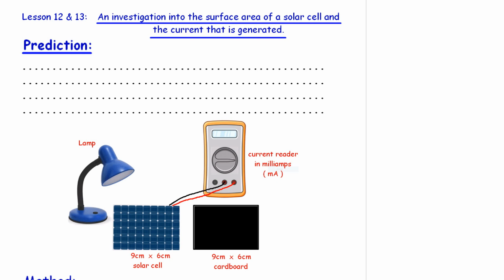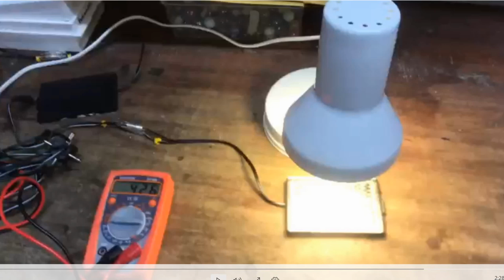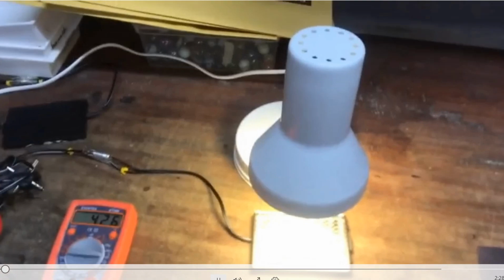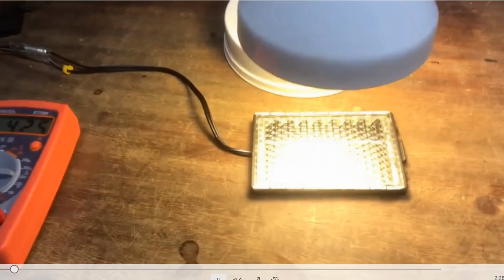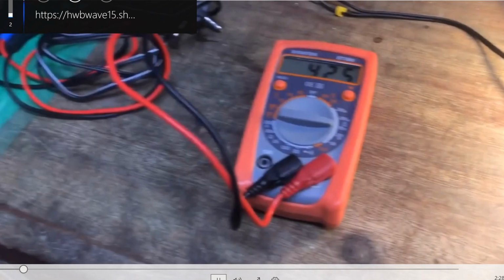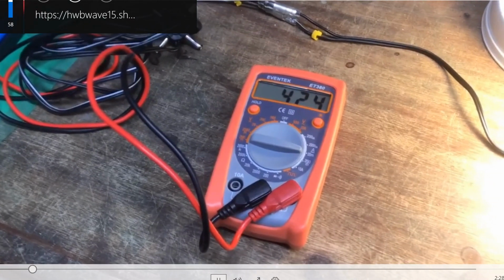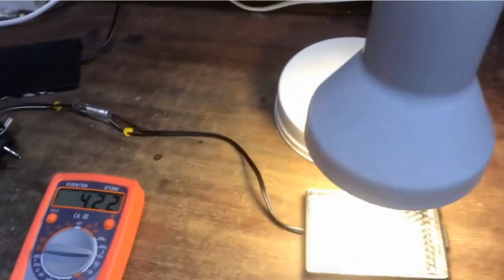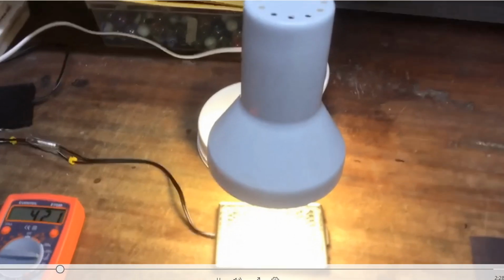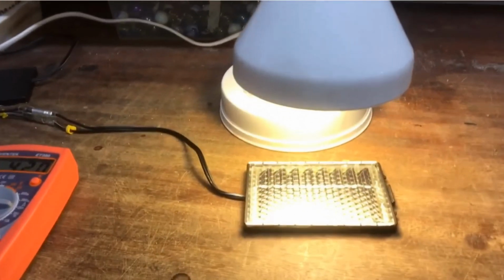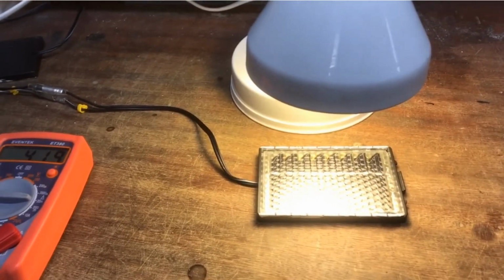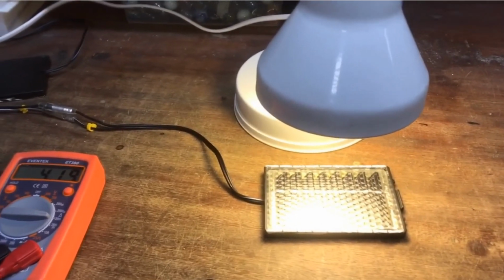First off, let's just have a look at a quick video on this subject. So we have here an experiment involving a lamp, a solar cell and a multimeter that is going to measure current. What we're going to do is this. The lamp is going to be 8 centimeters away from the solar cell. The solar cell is going to provide us with a current reading.